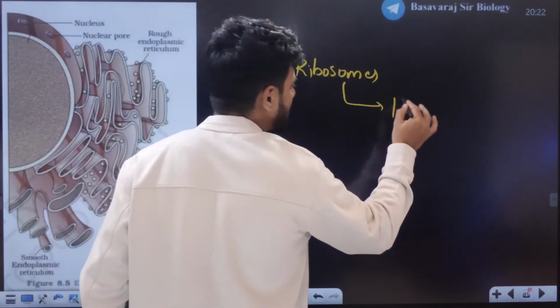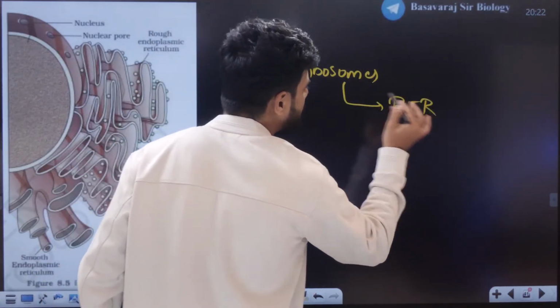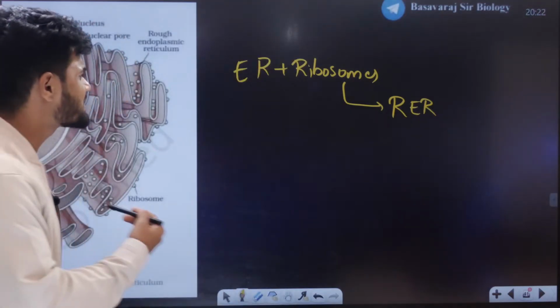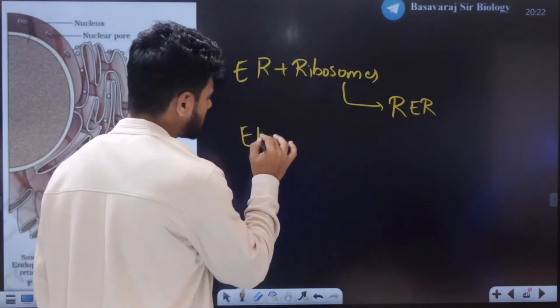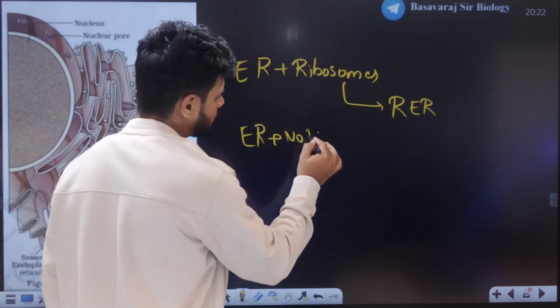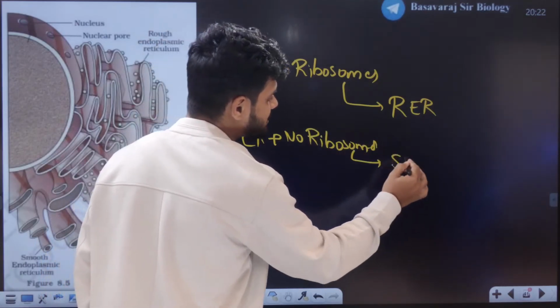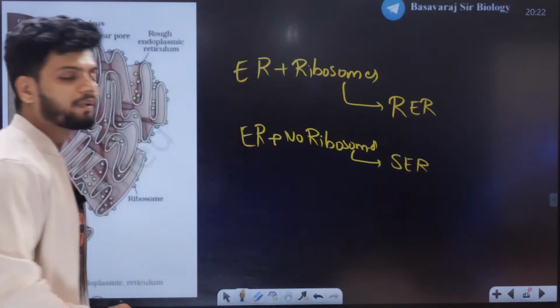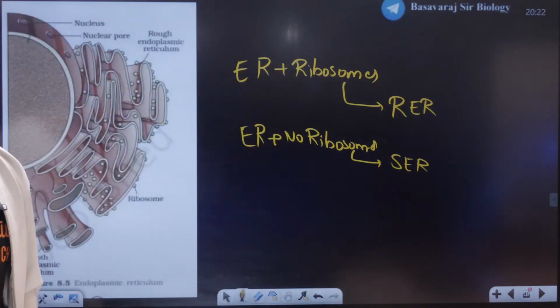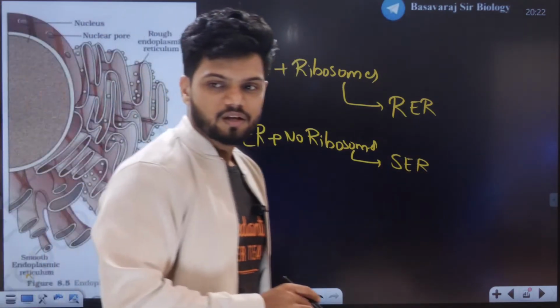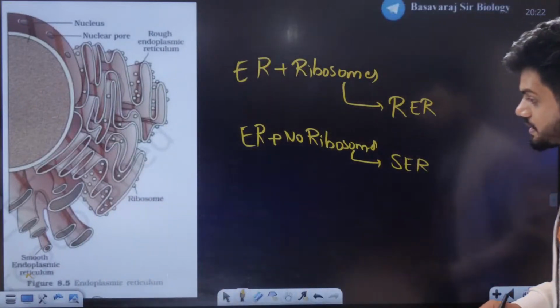Such an ER is called RER, rough endoplasmic reticulum. Second type, there is an ER with no ribosomes. Such an ER is called SER, smooth endoplasmic reticulum.